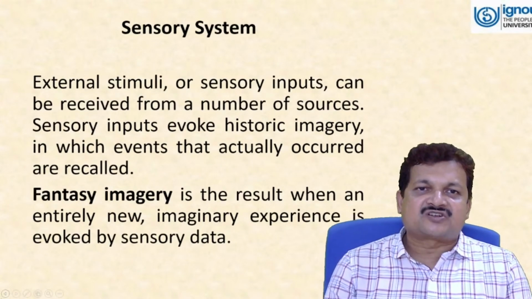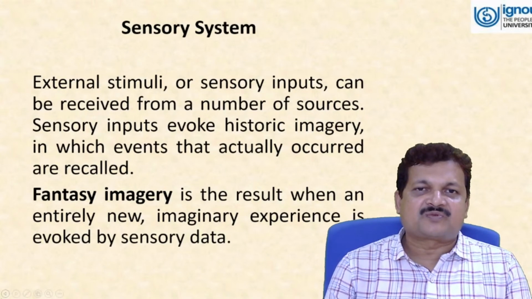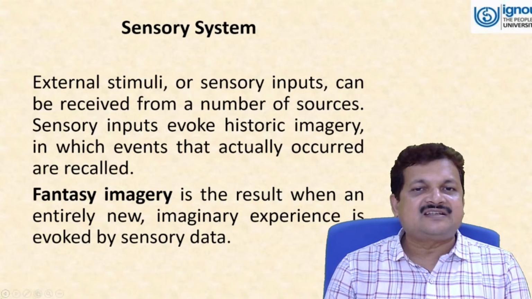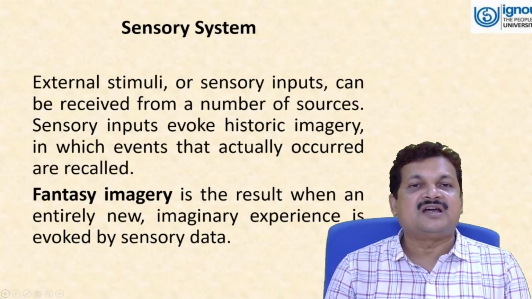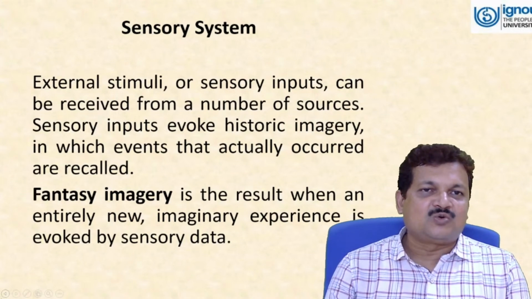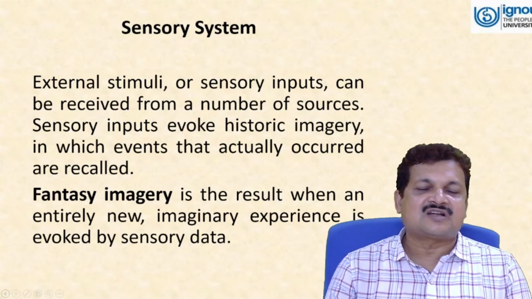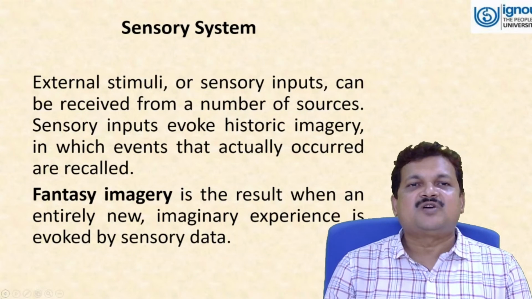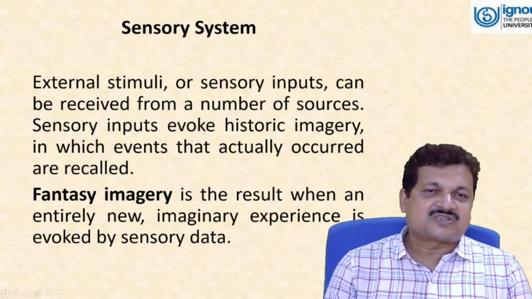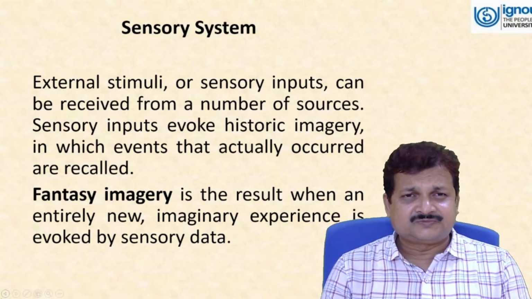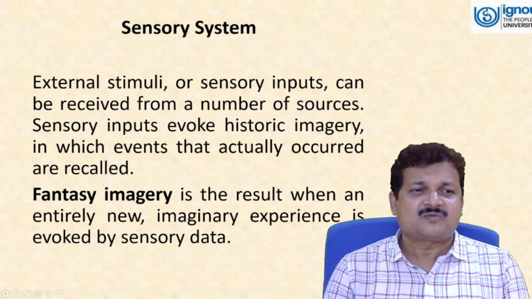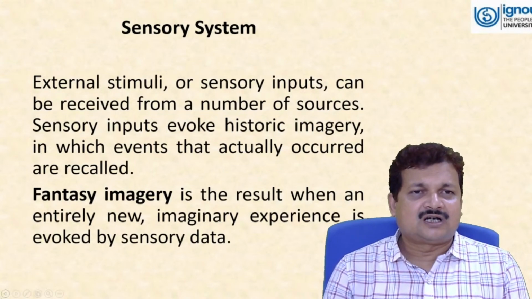Sensory system: external stimuli or sensory inputs can be received from a number of sources, as we discussed from the beginning, and that creates history imagery. Sometimes some images are always in our brain, which restricts some of the information that is similar to them. So if some information you got was very wrong and similar information is coming, then you may not receive it. Sometimes this happens.